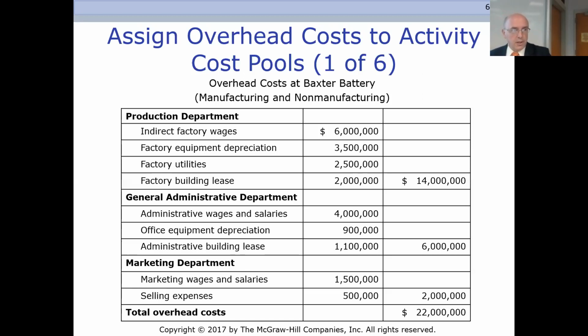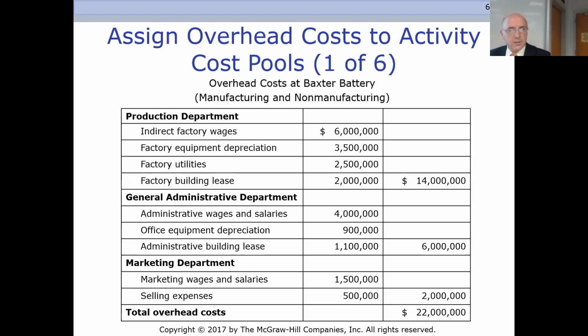And you notice in the production department, the second line there, $3,500,000, factory equipment depreciation. That would be a product cost. General administrative, the second item there, office equipment depreciation. Marketing department, they don't have depreciation listed there, but if they had a fleet of delivery trucks or automobiles that the sales staff uses, you could have depreciation in the marketing department as well.